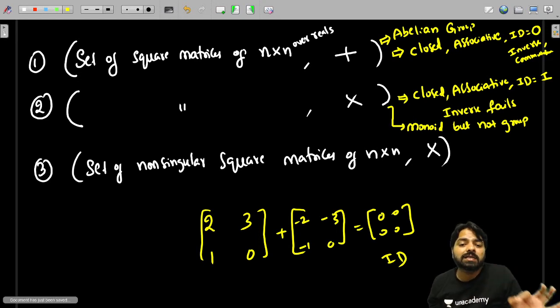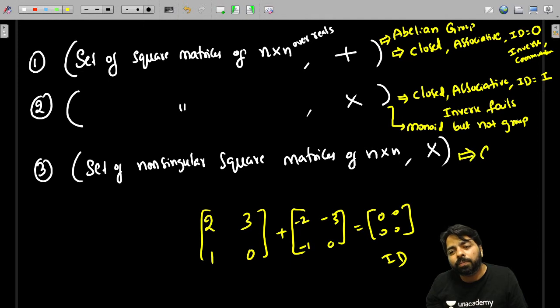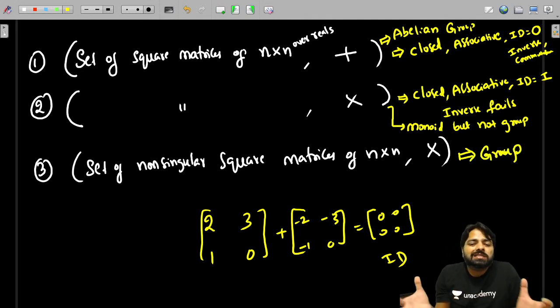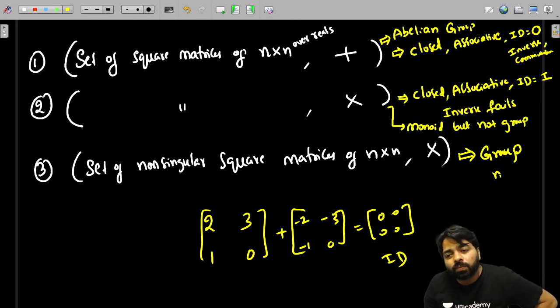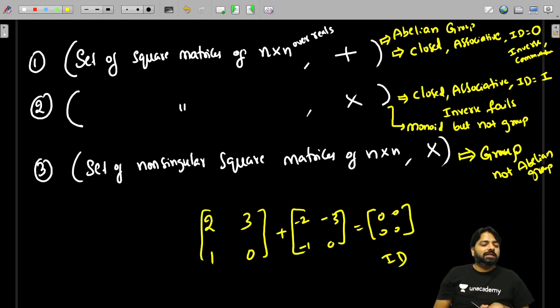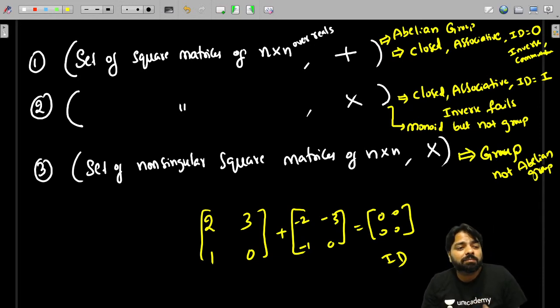And when you take non-singular square matrices, this will become a group, because the inverse also exists now. But abelian group, no, because commutative fails. It's not abelian because commutative fails. Yeah, these three are very famous examples from the GATE point of view.